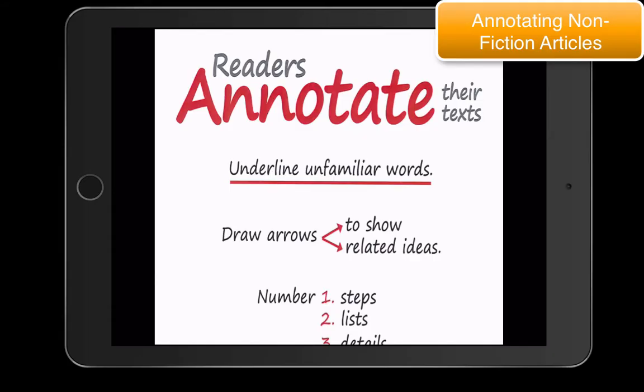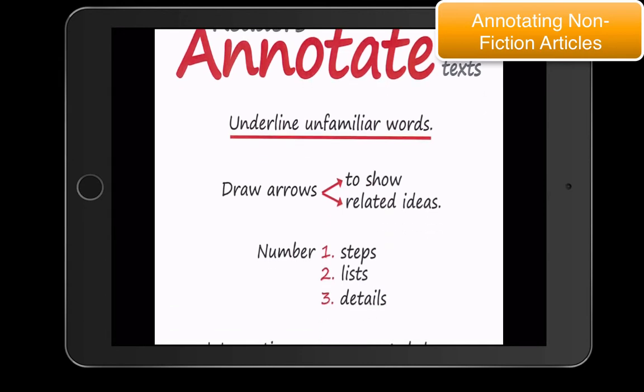The first thing I want you to do is underline unfamiliar words. I would really want you to underline words where you think, oh, hey, I don't think I've heard that before. That would be really important.